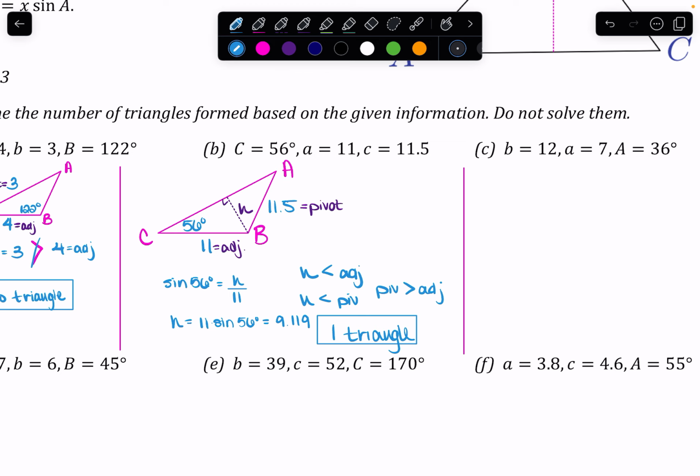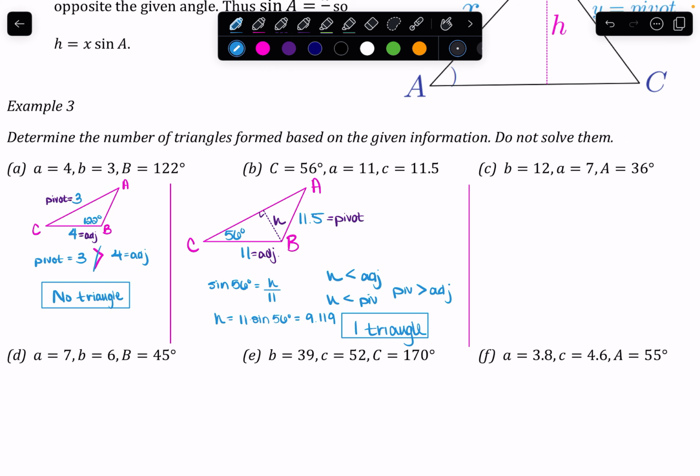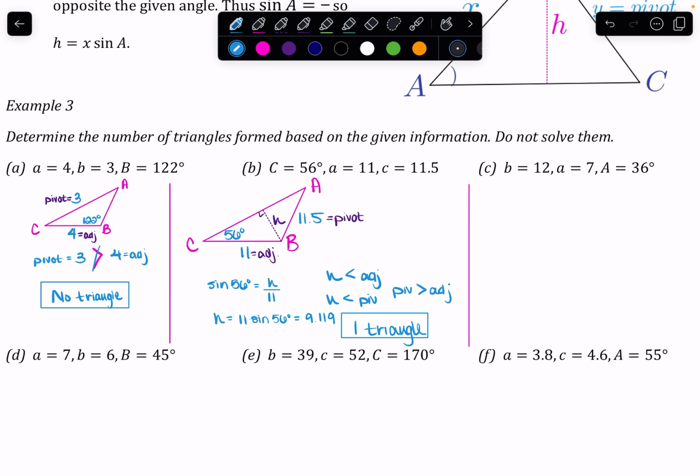All right, B is 12, A is 7, and A is 36. I think we got quite a few examples in here. Just for time's sake, so that the video is not so long, I'm going to skip over. Well, no, let's go ahead and do B. I want to do B because A was different. It was obtuse, this one is acute. So never mind, scratch that. All right, picture.